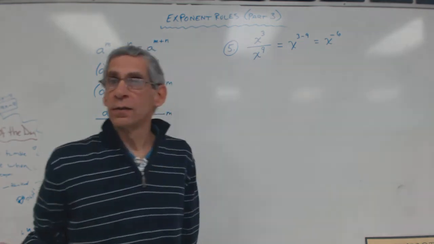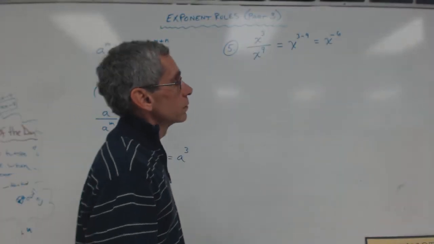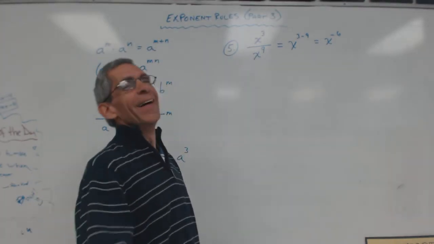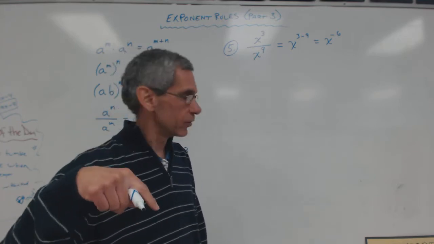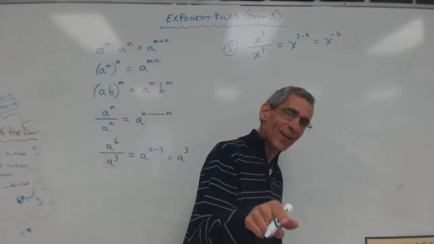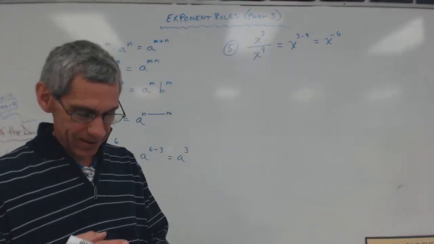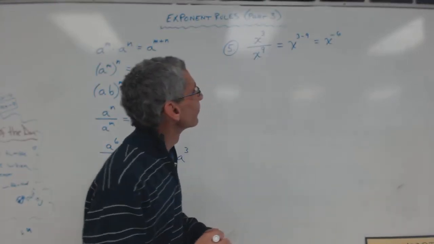You guys with me? Wait, why would it be negative 6? It's 3 minus 9, not 9 minus 3. Good fun. I got to use that on my class next time. Oh, this is a lecture. No, I'm serious. I actually forgot. It's the other way around. Okay. All right.